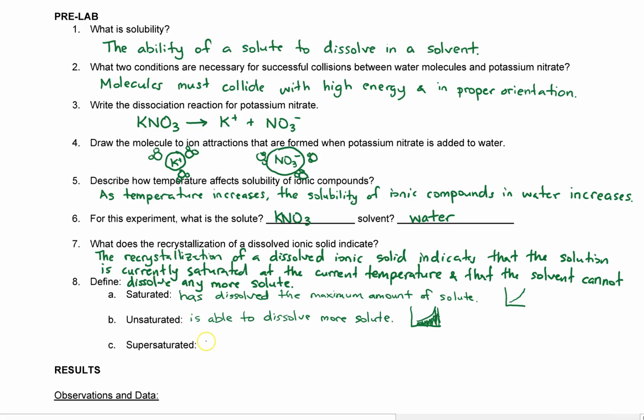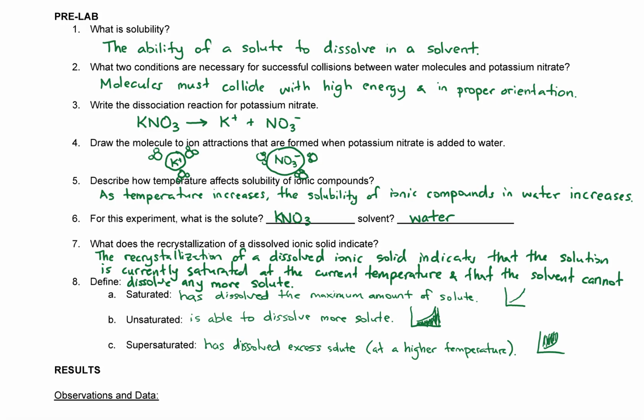So, it has dissolved excess solute at a higher temperature. So if this is my solubility curve again, any point above this line or curve is considered to be supersaturated.